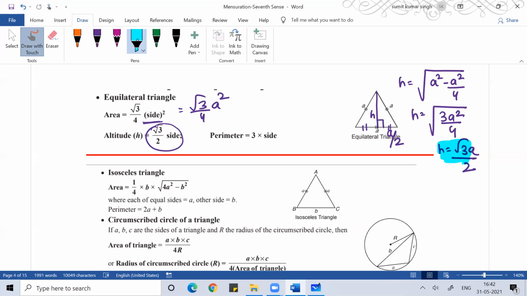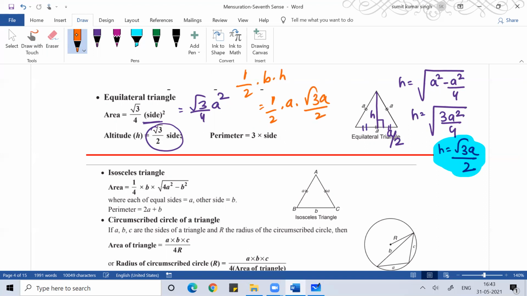In many exams, they will give you the side of the equilateral triangle and ask for its height. Either we can memorize it, or if we remember the relation between the side and the altitude of an equilateral triangle, that is good. Once you get this, you can use the area formula, half into base into height. Base is a, height is root 3 a by 2, so you get the same result.